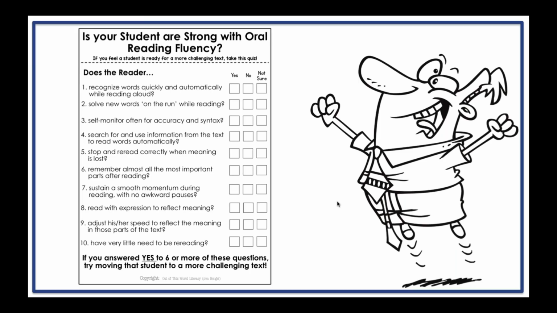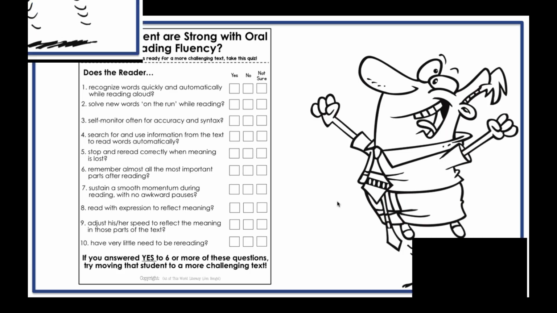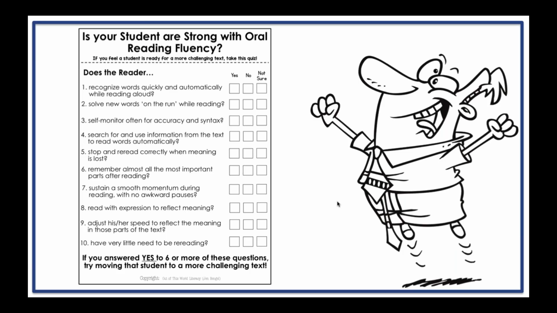Are they monitoring that? Do they search for and use information from the text to read words automatically? So are they quickly scanning over the sentence or the few phrases before to make sure that the word that's new to them, they're reading accurately? Do they stop and reread correctly when meaning is lost? Do they remember almost all the important parts after reading? And not just that day, but the next day and the next day?